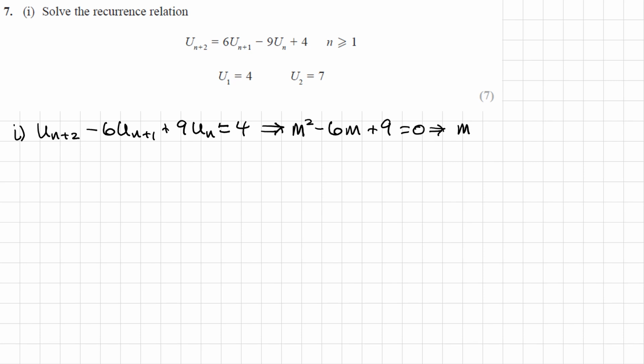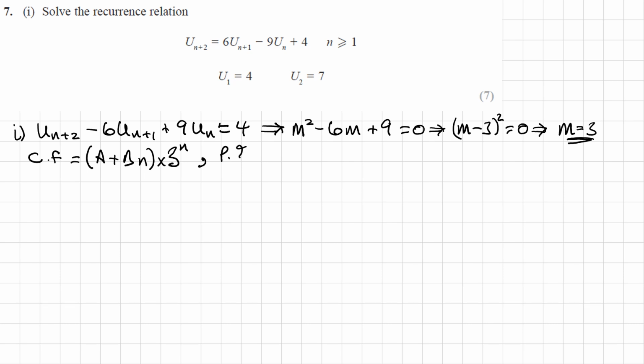So that gives me m minus 3 all squared is equal to 0. So that gives me a repeated root of m is equal to 3. And when I have a repeated root, that will give my complementary function as a plus bn, where a and b are arbitrary constants, times by the root 3 to the power n. Now, because of the form of what I've got on this side, for my particular integral, I'm going to try lambda because I've just got a constant.